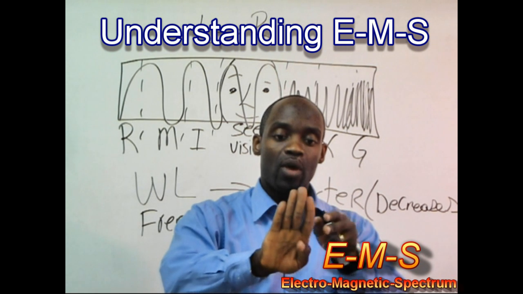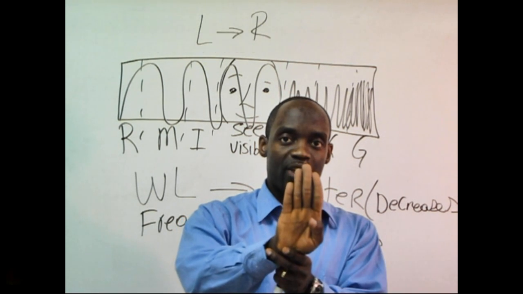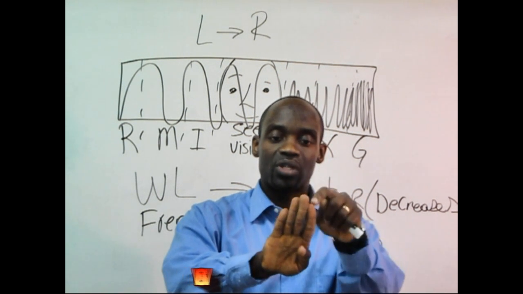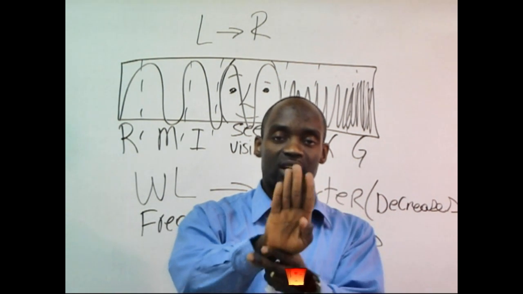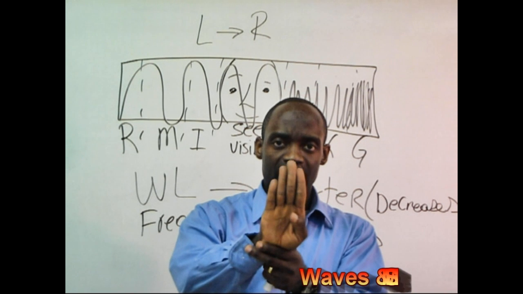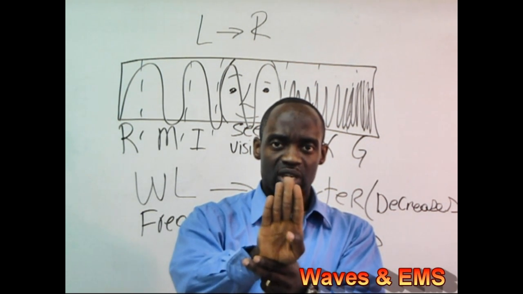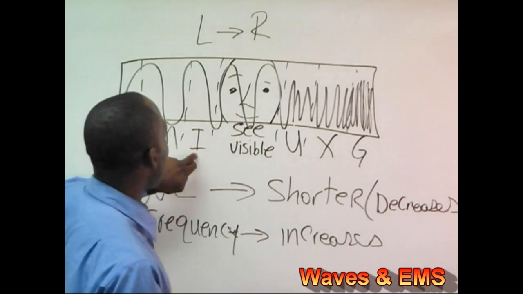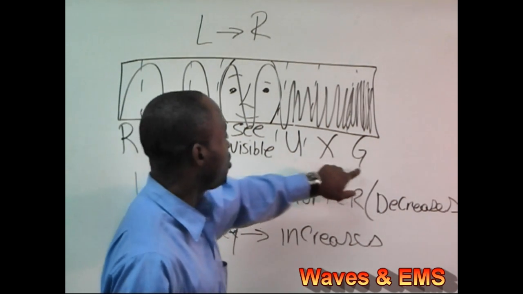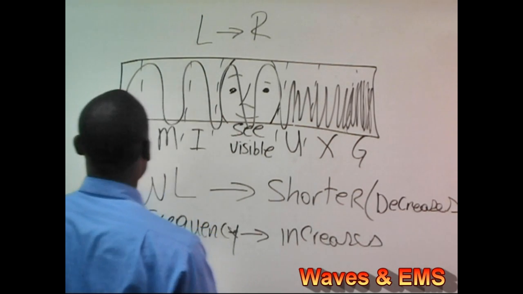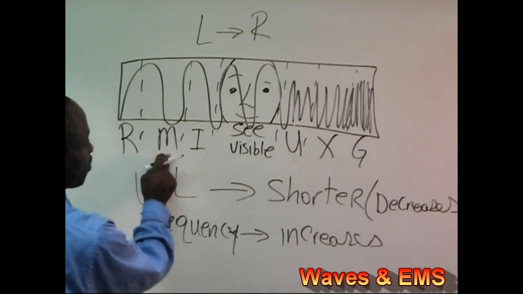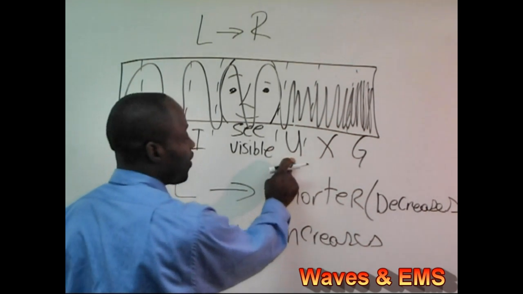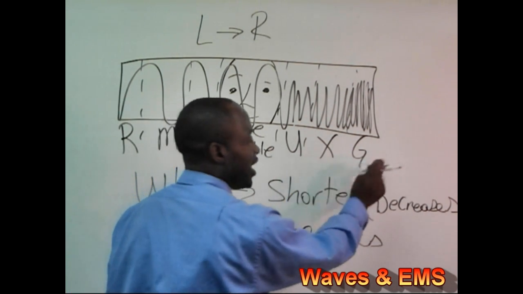So let's recap. When my fingers are closest together, my frequency increases, but the distance or the time it takes for me to get there is shorter. So my wavelength is going to decrease, but my frequency increases. Does that make sense? So remember, RMICUXG. Okay? So now we know it's radio wave, microwave, infrared, visible spectrum, ultraviolet, X-ray, and gamma ray.